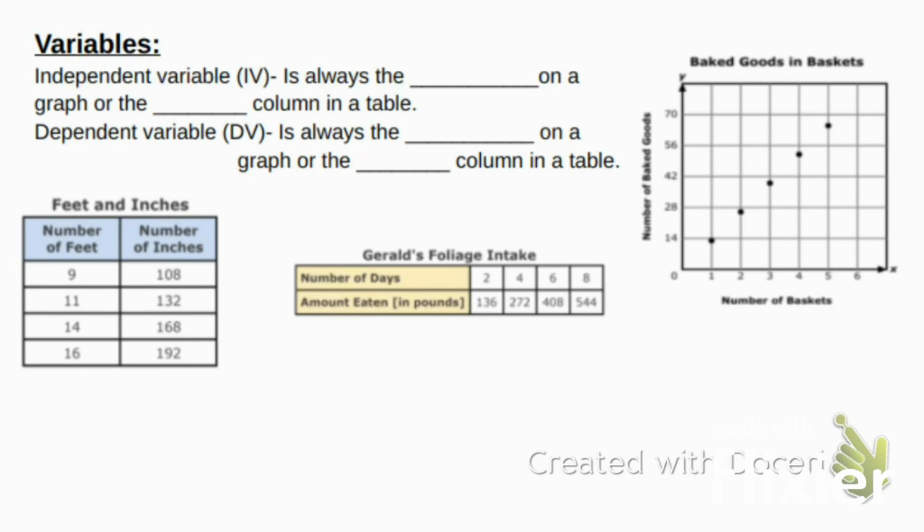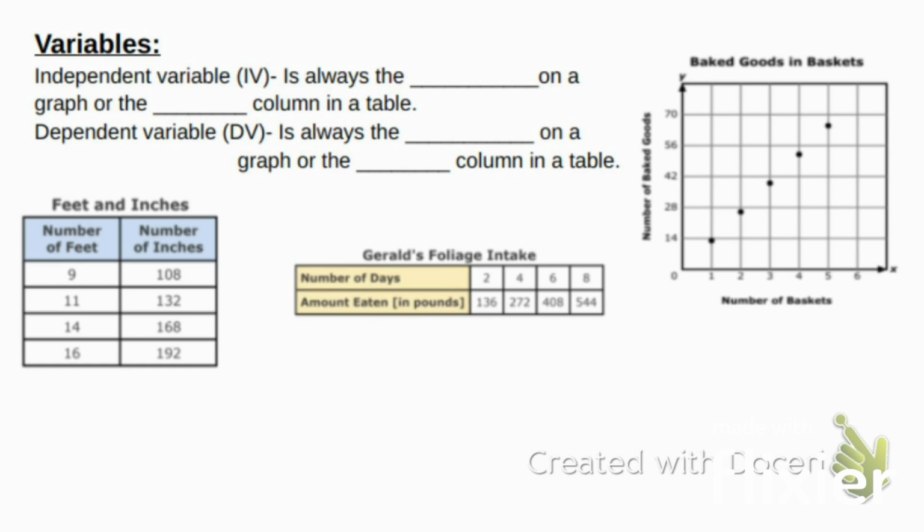All right, so today we're going to be working on algebraic relationships and how they look in tables and graphs. So first thing we're going to talk about is variables. And we're not talking about variables like x and y necessarily. We're talking about variables in terms of a scientific method. So we are needing to identify independent and dependent variables.